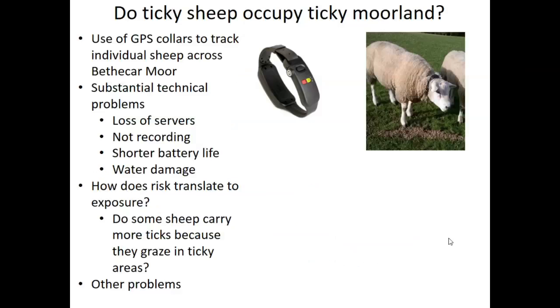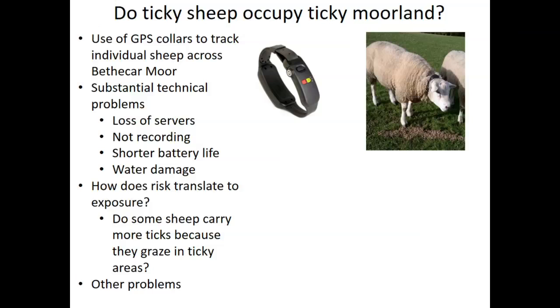Okay, so do ticky sheep occupy ticky moorland? So we tried to use GPS collars on the sheep to plot the movement. And we were promised the earth with these collars. They were supposed to last for 30 days, record data once every hour, and be absolutely incredible.